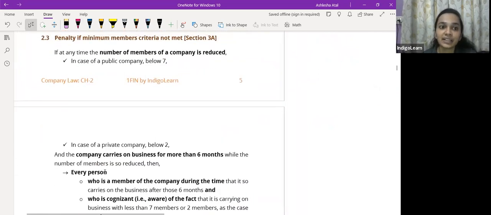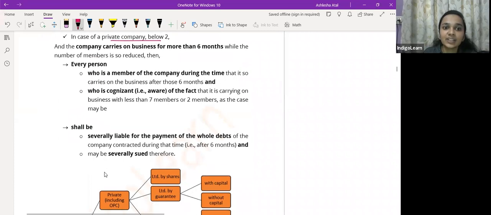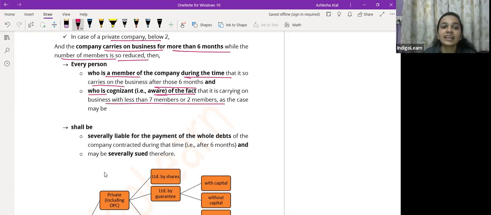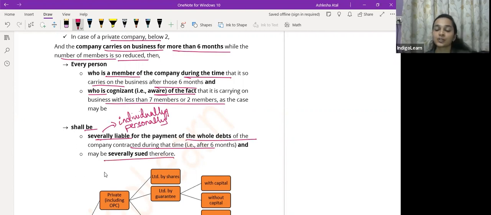So section 3A talks of the penalty if the minimum members criteria is not met. So if at any time the number of members of company is reduced, that is below 7 in public company, below 2 in case of a private company, and the company carries on business for more than 6 months while the number of members is reduced, then every person who is a member of the company during the time that it so carries business after those 6 months, and who is cognizant, that is aware of the fact that it is carrying business with less number of members, he shall be severally liable, that is he shall be individually liable or personally liable for payment of the whole debts of the company which have been contracted after 6 months, and may be sued for those debts as well.